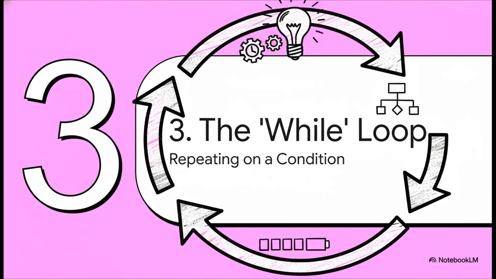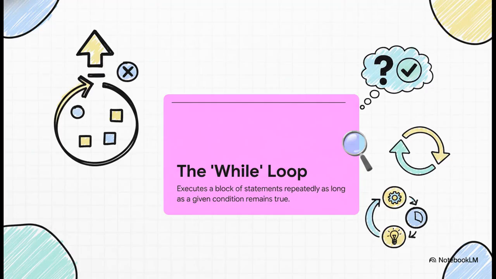Okay, time for our second tool, the while loop. If a for loop is all about going through a sequence you already know, a while loop is about repeating something as long as a certain condition is true. The logic is literally in the name: while this thing is true, keep doing that thing. It's not about a fixed number of items. It's all about a truth test that the loop performs before every single run.